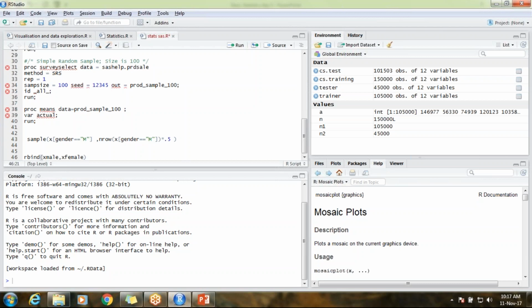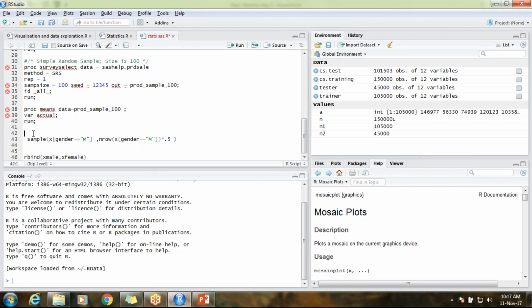And in SAS, it is a very easier process. There's something called survey select. For method here I have simple random sampling, or you can even give the method as stratified sampling as well. But for that there is a different code. And seed here means the sampling pattern that should be there.